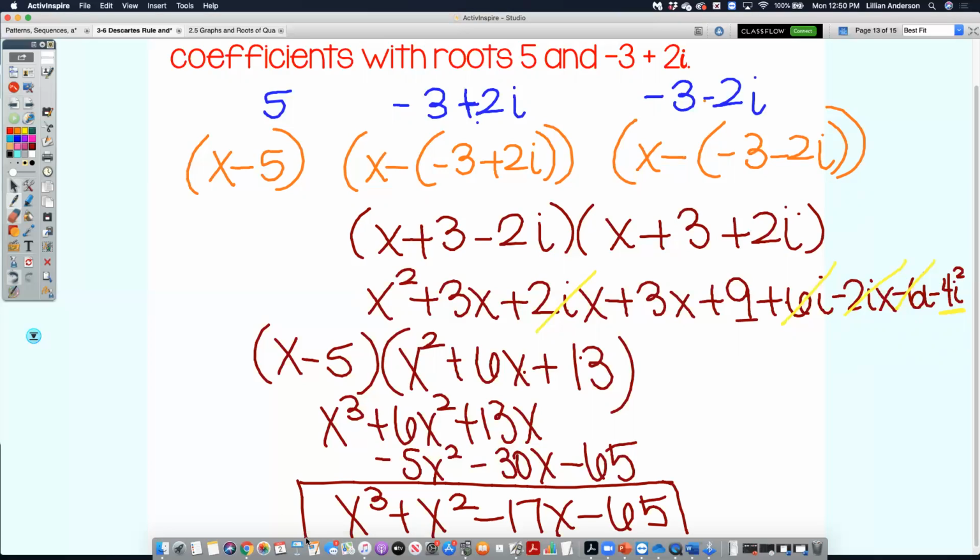So double check if you didn't get those coefficients. Maybe it might have been somewhere where you made a mistake. Maybe you put down 4 and you should have been a 13, like me. I didn't catch it. Oh. We got 2 more.